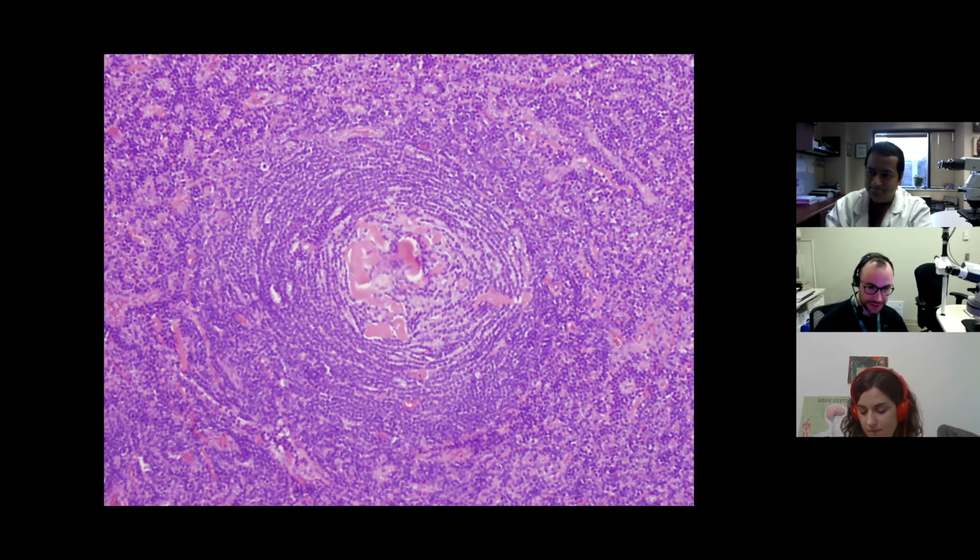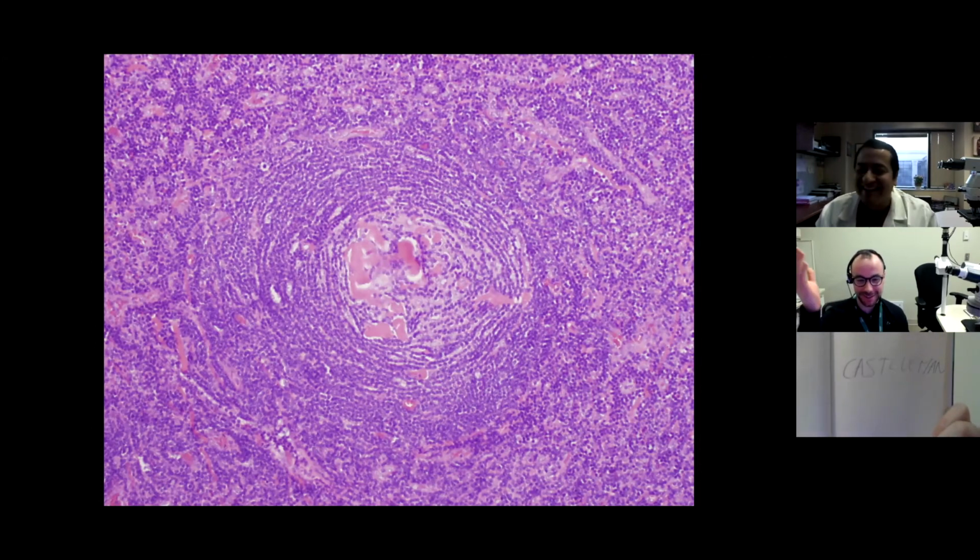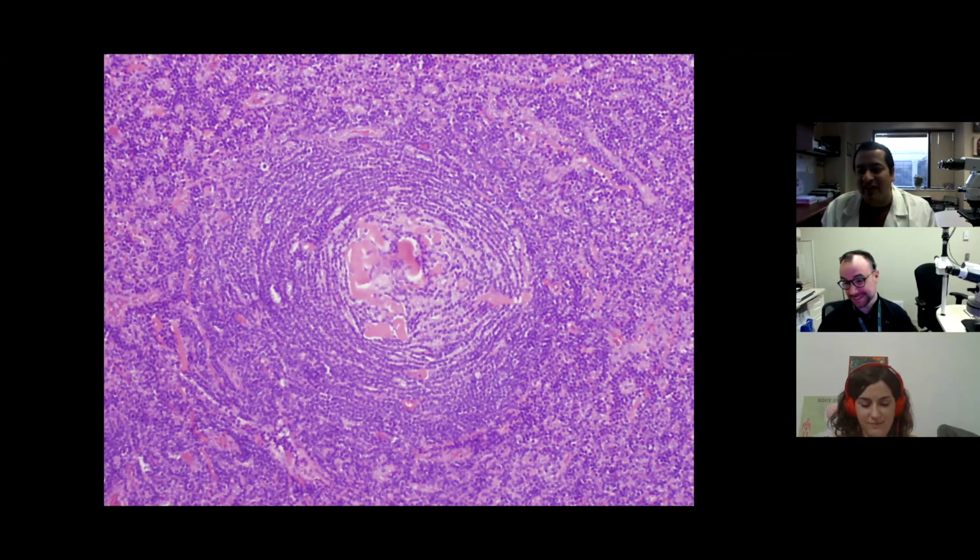Looks like we have some onion skinning there, right? Diagnosis? I don't think I've had enough coffee yet this morning, Sanjay. I'm blanking on the name of this, but I know it's got the onion skinning there, and I can see the lollipop. Yes, that's Castleman. Castleman. I have to say this is very unfair.